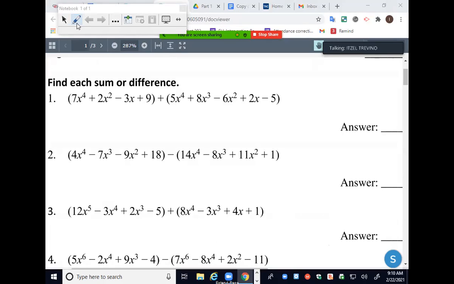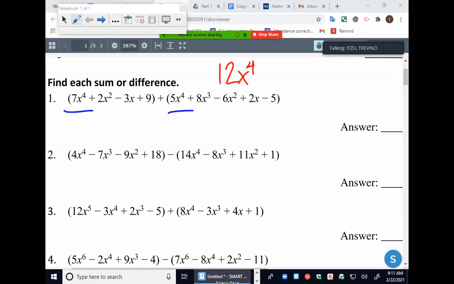Okay, so I'm going to add them together. I'm going to start off with my leading terms here. We have here 7x to the fourth power and 5x to the fourth power. That is the largest. On each one, it's the largest coefficient and it has the highest exponent. So there are our leading numbers. So I'm going to add 7 plus 5 gives me 12. And then my variable and my exponent remain the same. So x to the fourth power.